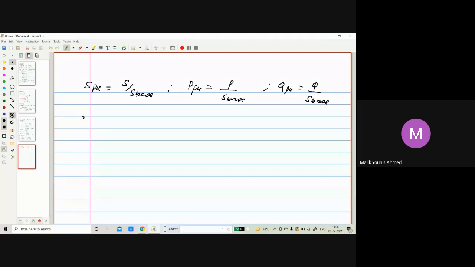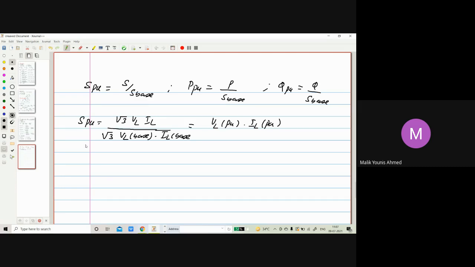Now S per unit I can again write in terms of line values first, VL IL, and the same base values are under root 3 VL base into IL base. Under root 3 gets cancelled. So this is VL in per unit into IL in per unit. Very simple result.